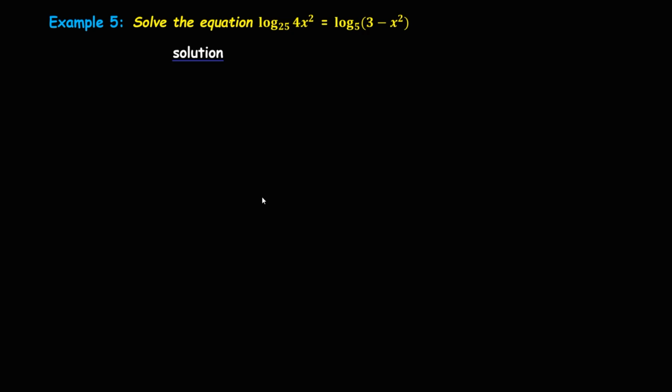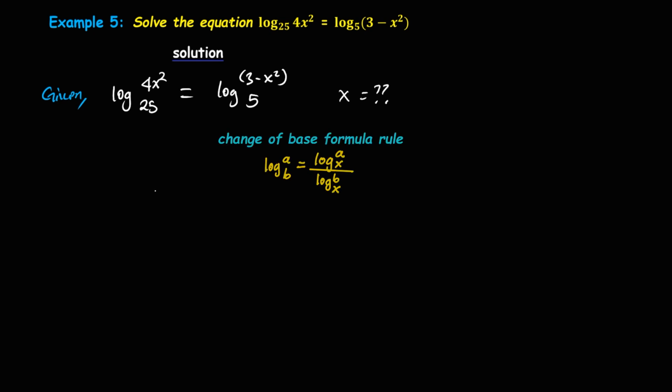Example 5. Solve the equation log of 4x squared to base 25 equals log of 3 minus x squared to base 5. Given log of 4x squared to base 25 equals log of 3 minus x squared to base 5, we are required to find the value of x. Since all bases share a common factor of 5, using the change of base formula rule, let's introduce a new base of 5 in this logarithm.